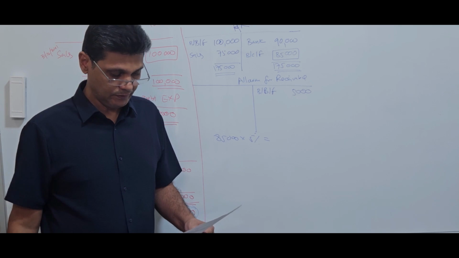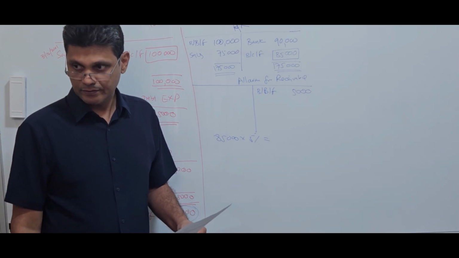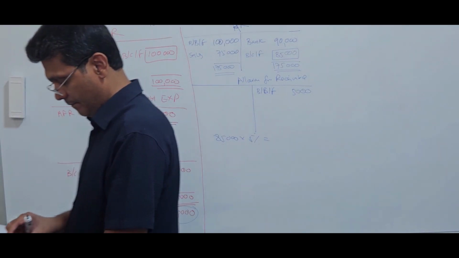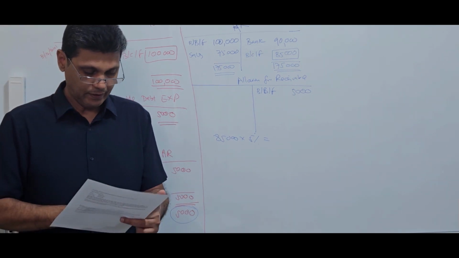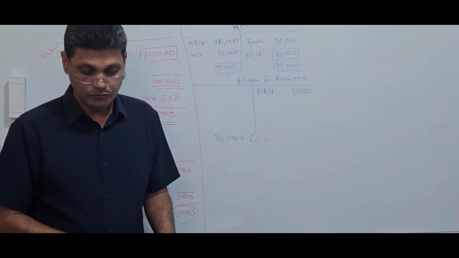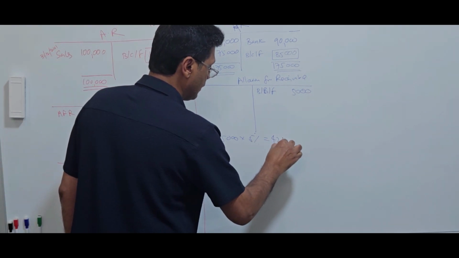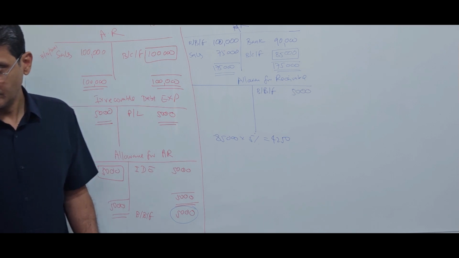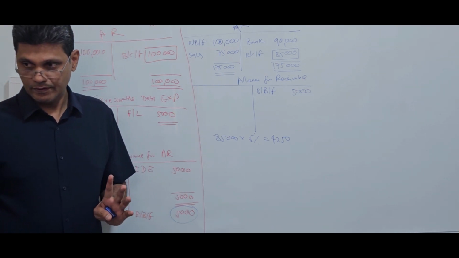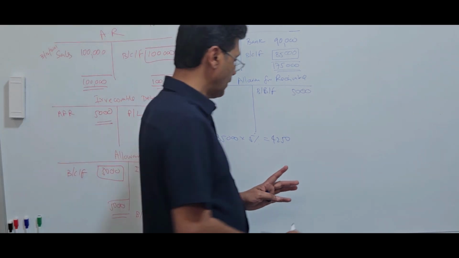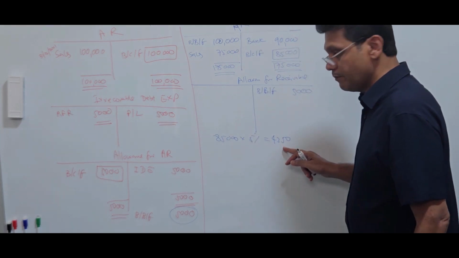How much? 4,250. Yes. 85,000 times 5% is 4,250. Now what is this 4,250? It is the closing balance, right?